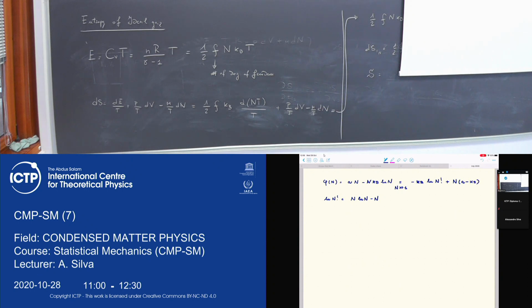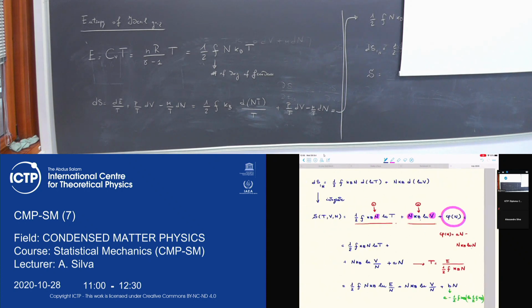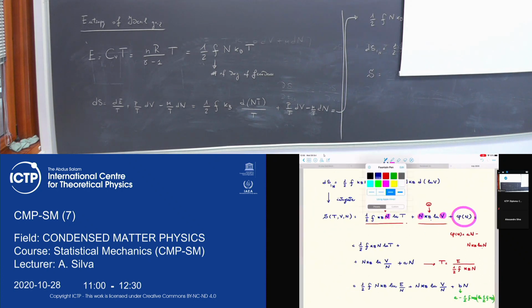What is B previously? B is written here. B is equal to this: a minus 1/2 f k Boltzmann times the log of 1/2 f k Boltzmann.